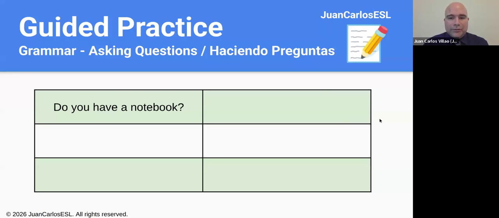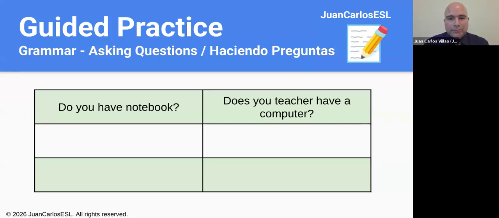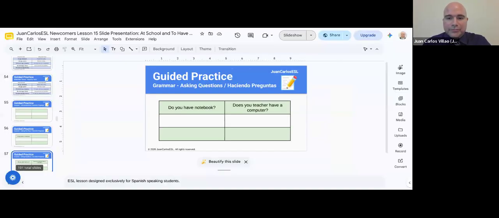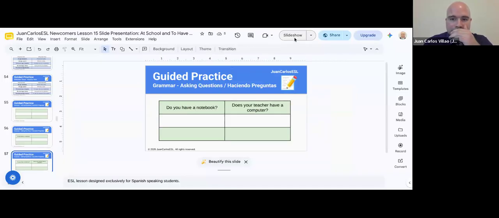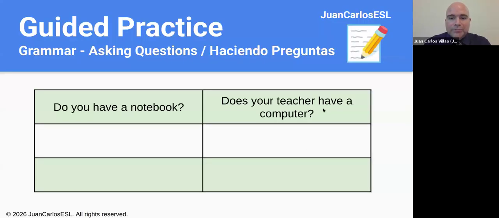All right. Do you have a notebook? Another question would be, does your teacher have a computer? This has to be corrected as well. Does your teacher have a computer? So again, use have when the subject of the question is third person and singular. Your teacher will be the subject, have will be the verb. Does your teacher have a computer?